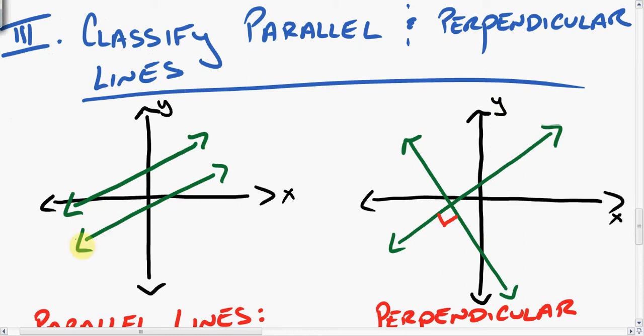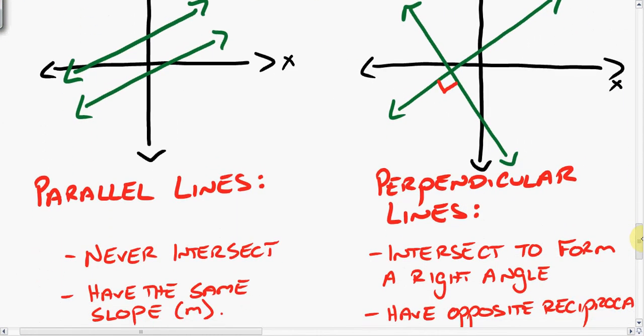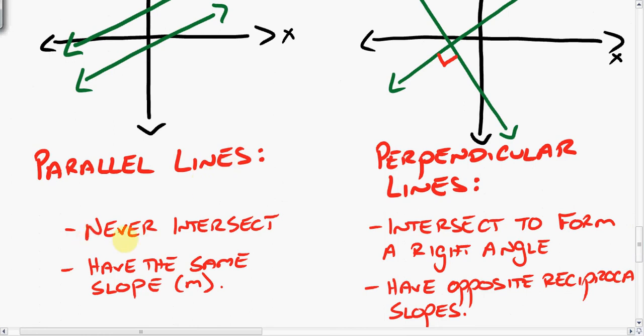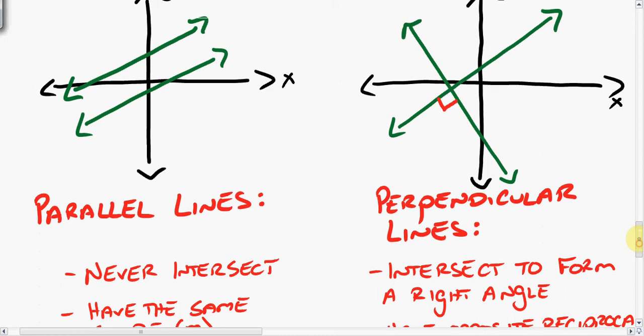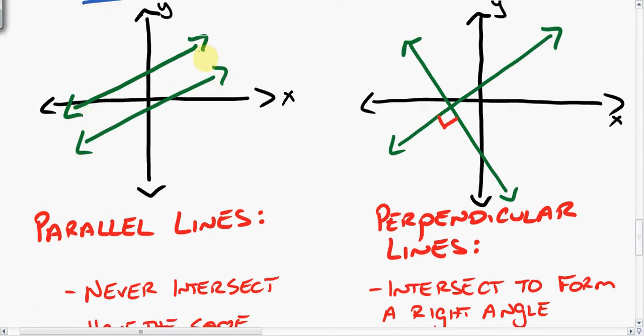And we can see parallel lines will go on forever in each direction, and they will never intersect. They will never touch each other. And I have that written down below. Parallel lines will never intersect, and the reason they don't intersect is because they have exactly the same slope. Remember, slope is represented by the variable m. And that's why parallel lines will just always be next to each other and never intersect.